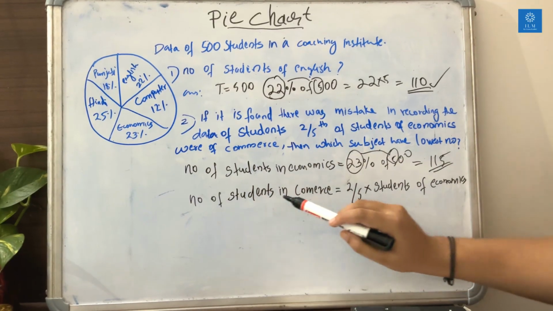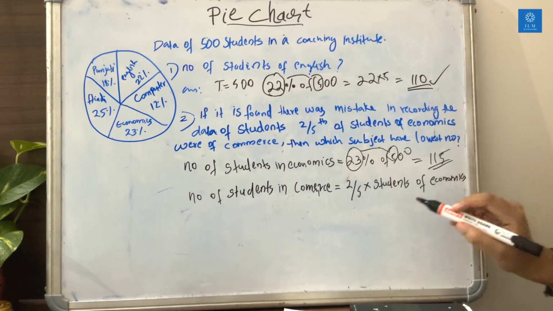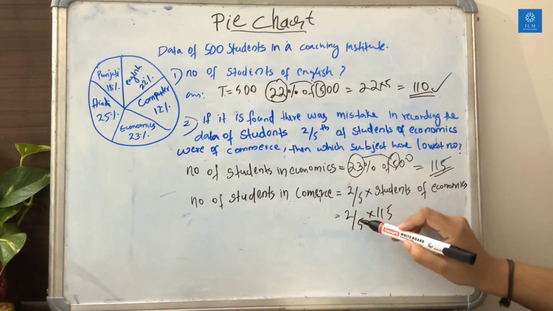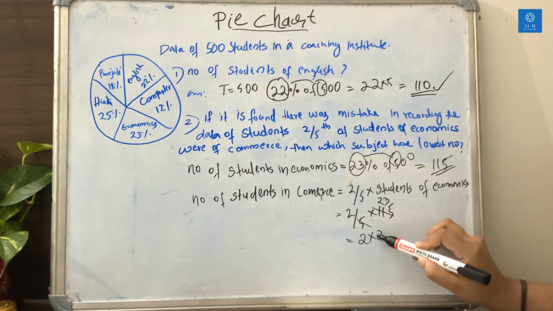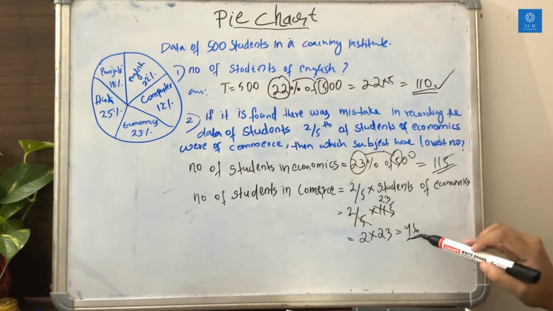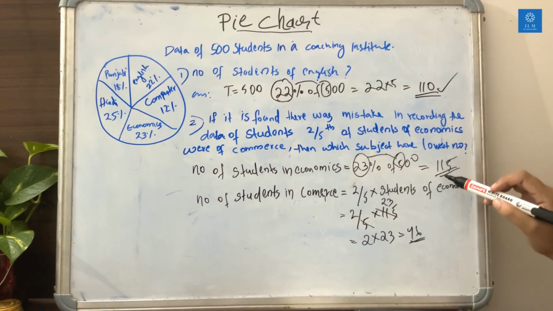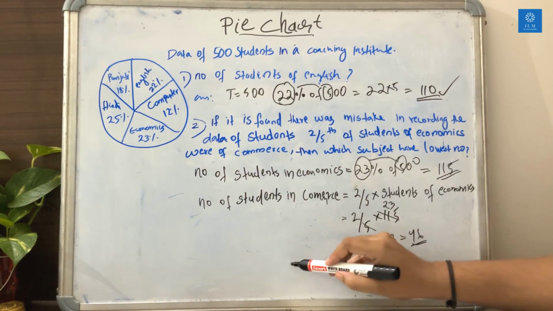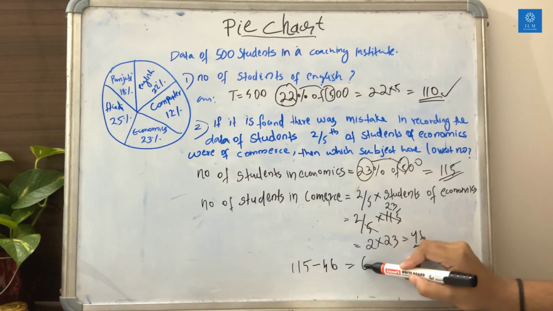Now looking at the number of students in commerce, that will be 2/5 of the students of economics. So that will be 2 by 5 into 115. It is going to be 2 into 23, that is 46. So number of students in commerce is 46 and number of students in economics formerly was 115. Now you have to find the remaining students in economics. The remaining students in economics will be 115 minus 46, that is going to be 69.